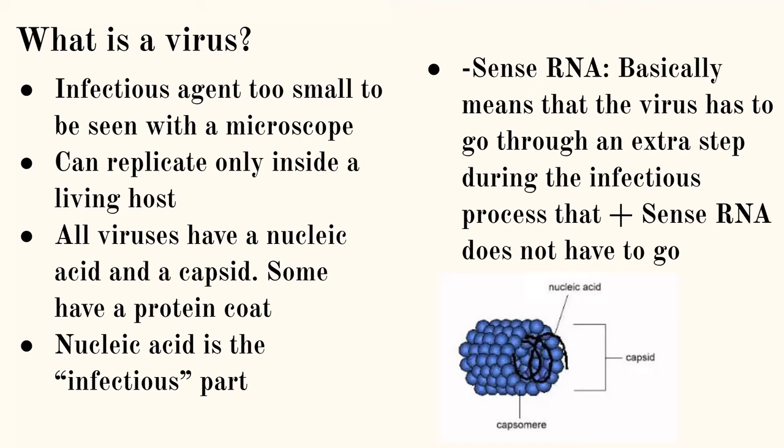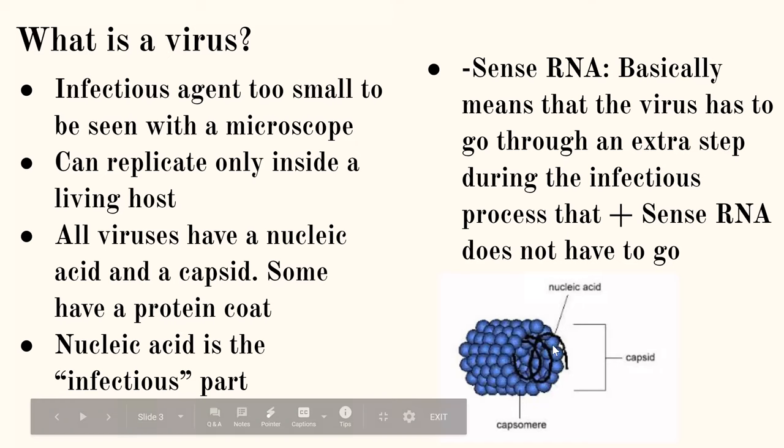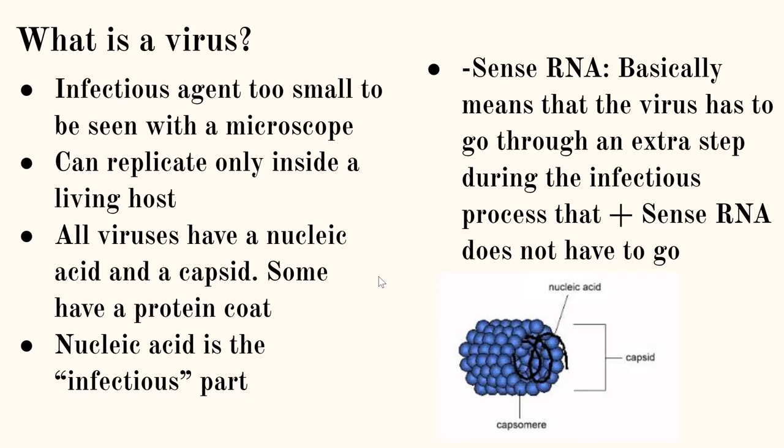All viruses have a nucleic acid and a capsid. Some also have a protein coat. Nucleic acid is the most infectious part of the virus. You see there in the diagram, we have the black, almost looks like a tertiary shape. That is the nucleic acid. We have the capsomere, which is the outside of it, and then the capsid basically encompasses the whole thing.